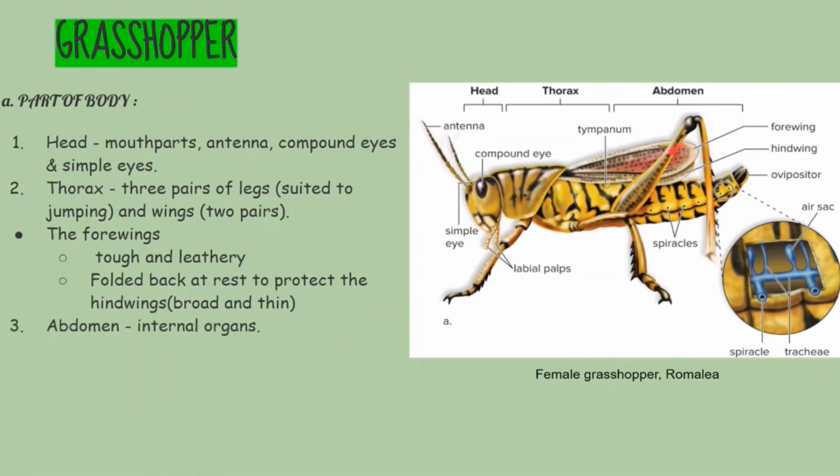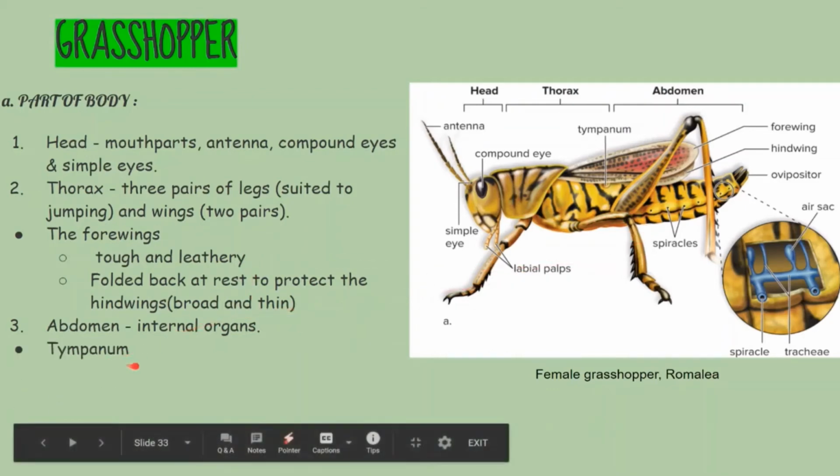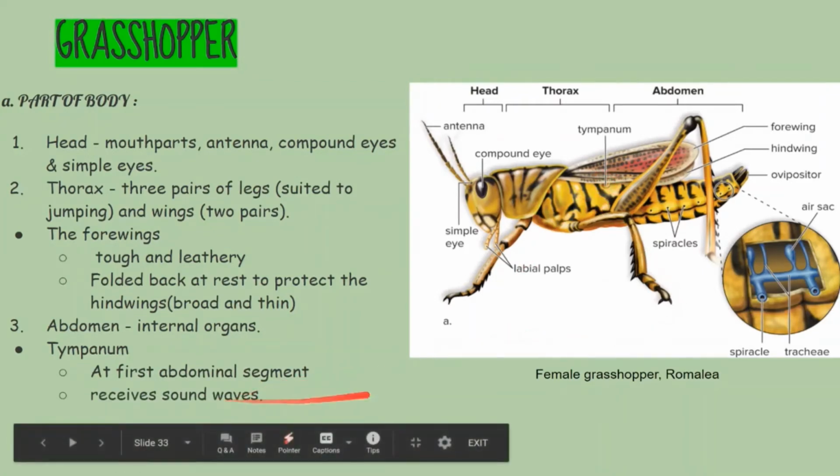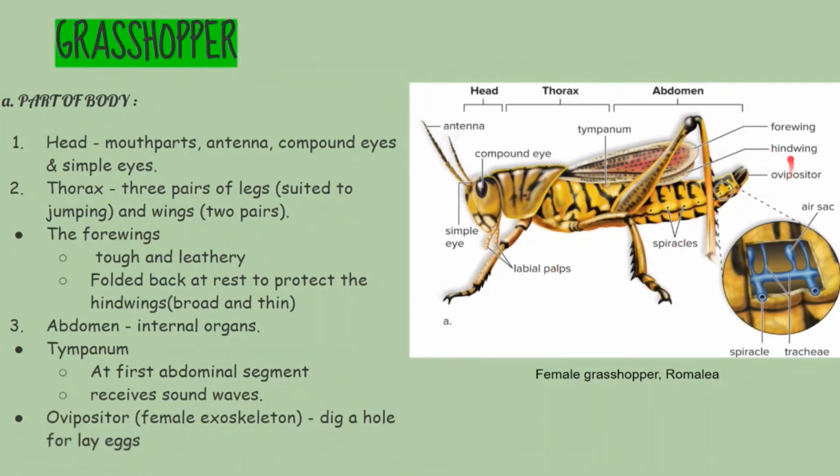The abdomen contains internal organs. Firstly, there is also a tympanum at the first abdominal segment. Here is the tympanum. It is to receive sound waves. There is also an ovipositor. The ovipositor is only on the female exoskeleton. This ovipositor is used to dig a hole in which eggs are laid. So the female grasshopper will dig a hole to lay her eggs.